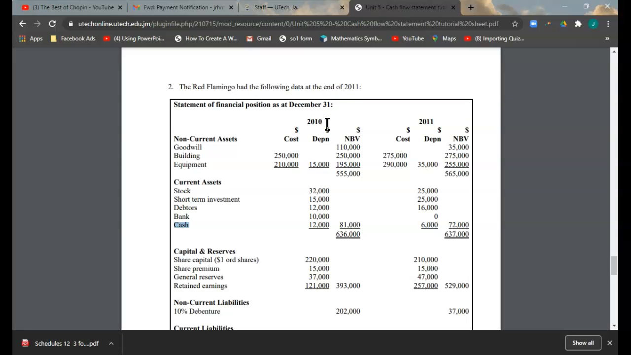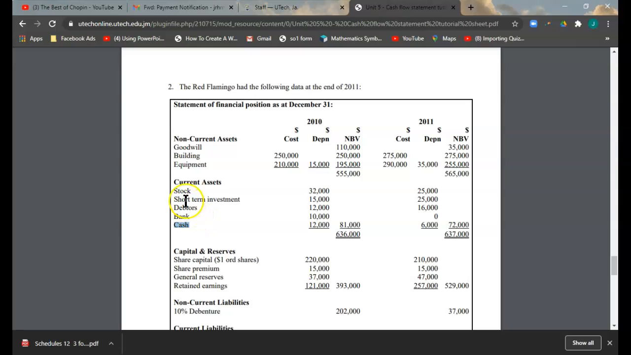But the next day is January 1st, 2011. That day is the first day of the financial year that we are focusing on, which is 2011. So that is the reason why, when doing cash flow statements, we need the previous year's statement of financial position, because those figures are going to be the same figures applicable the next calendar day, which is the start of the new financial year that we're working on.